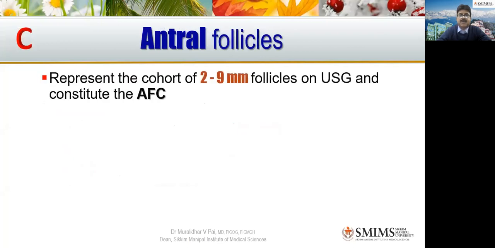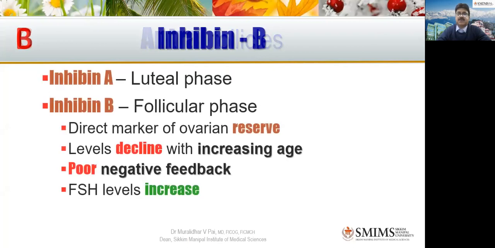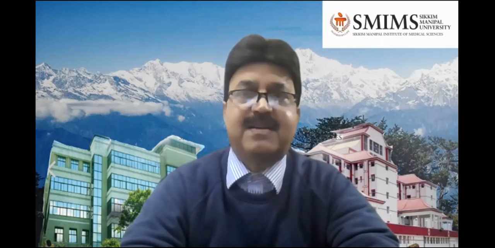Antral follicular count, I think I'll take this up tomorrow. Today, I will just stop this class because there's a lot to talk about antral follicular counts. It's not a case for hurrying up and giving you the idea very drastically fast.